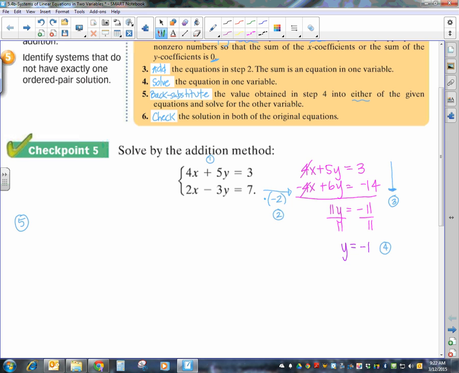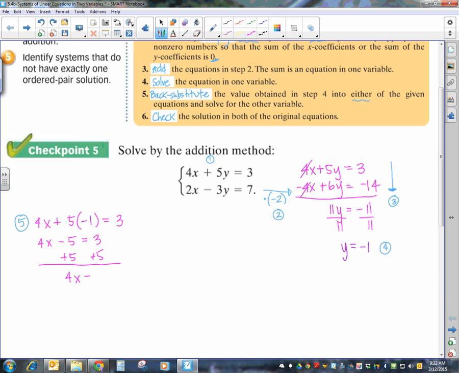It does not matter which equation you put it into, but 4x plus 5, I know what y is, equals 3. And according to what we just got, y was negative 1. So then I'm going to solve that for x. That gives me 4x minus 5 equals 3. We add 5 to both sides.